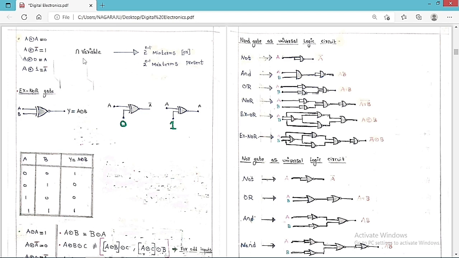So for n variables you are going to get 2 to the power of n combinations. Out of this 2 to the power of n combinations, 2 to the power of n by 2, which means half of that, will be min terms and half of that will be max terms. So 2 to the power of n by 2 is nothing but 2 to the power of n minus 1 min terms, which means the corresponding output is equal to 1, and 2 to the power of n minus 1 max terms means the corresponding output is equal to 0, half of 2 to the power of n.